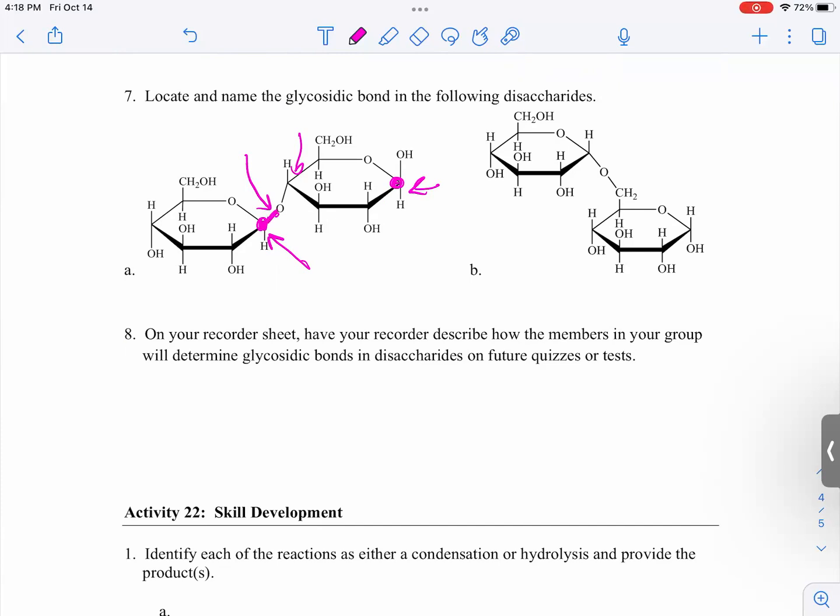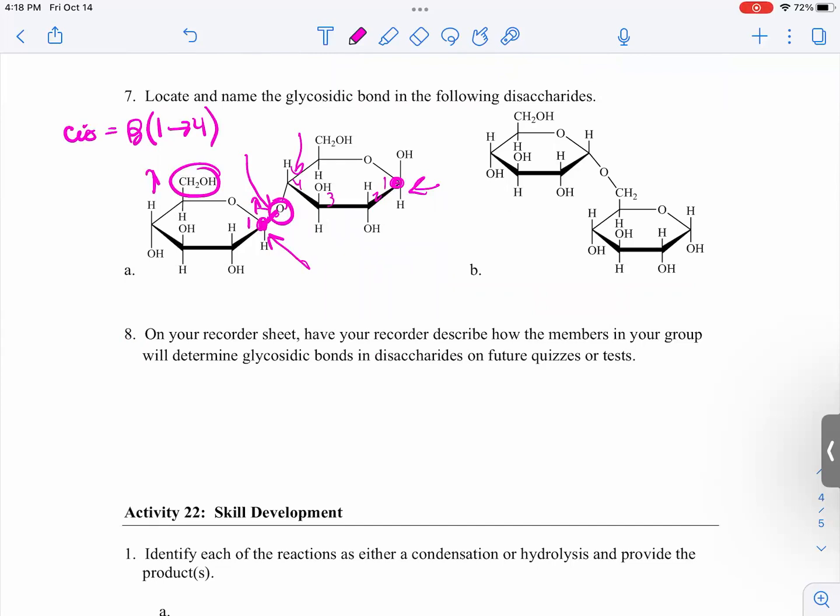Okay. So that is what? Up and up. Cis. So that is beta. That's going to be beta. And that's on a carbon 1, right? And 1, 2, 3, 4, 4. So this is the name of the glycosidic bond.